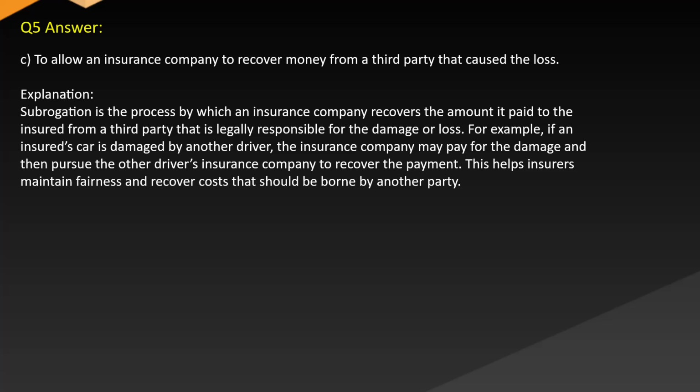Answer: C. To allow an insurance company to recover money from a third party that caused the loss. Explanation: Subrogation is the process by which an insurance company recovers the amount it paid to the insured from a third party that is legally responsible for the damage or loss.